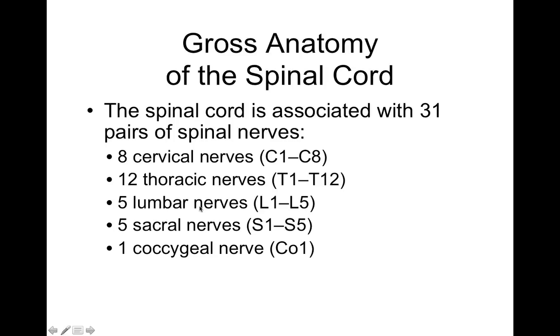So you have 12 thoracic, 5 lumbar, 5 sacral, 1 coccygeal. Now, the cervical and thoracic nerves are the ones that, in part, can control your upper limbs. Not all of your thoracic and not all of your cervical, but we'll talk about that. And the lumbar sacral nerves are the ones that control your lower limbs.